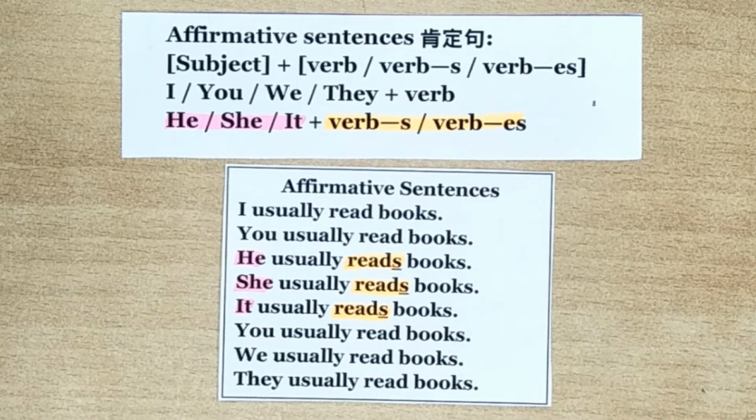Okay, let's make affirmative sentences using the simple present. The basic form is subject plus verb or verb plus S or verb plus ES. For the subjects I, you, we, they, we use the verb. For the subjects he, she, it, the verb adds an S to the ending or an ES to the ending.